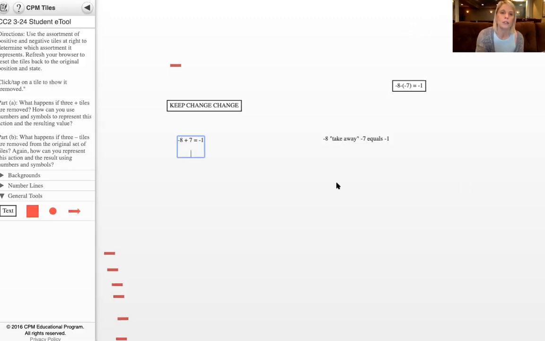Okay, let me continue because I want to give you more difficult problems. So this wasn't too hard because you had -7 integer tiles to take away. But that does get more difficult. So I'm going to show you more difficult ones.